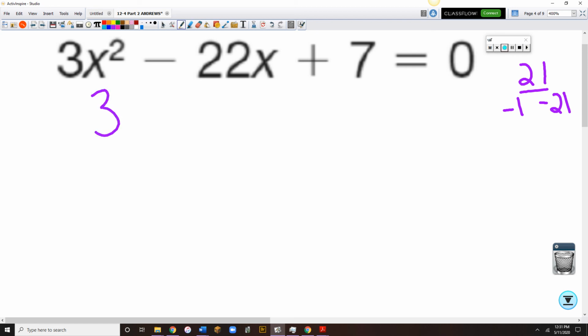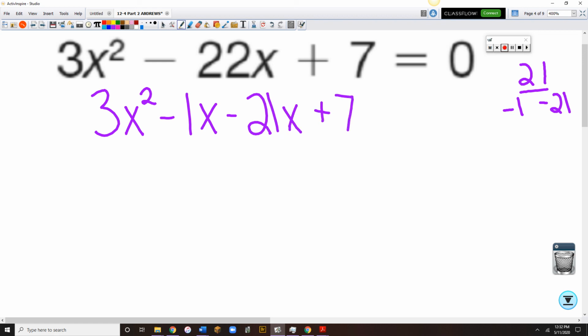So we'll have 3x squared minus 1x minus 21x. Bring down our plus 7 and our equals 0. Then we're going to split this up.